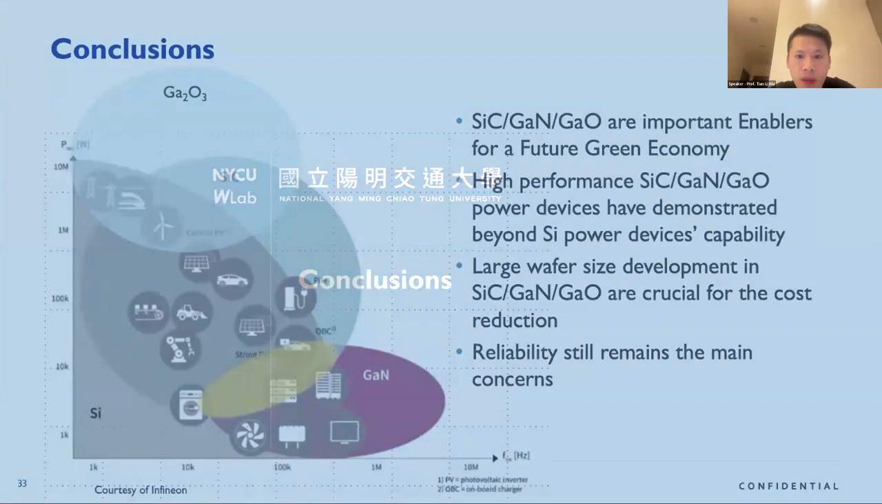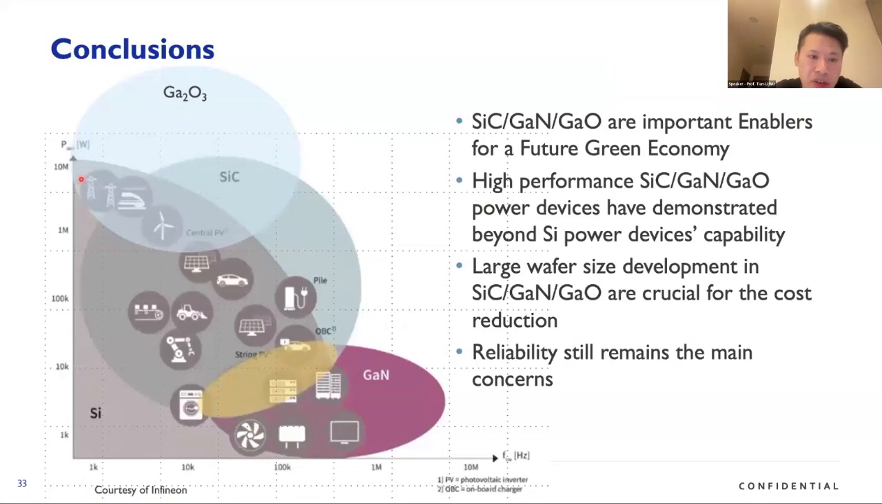Finally, the conclusion. This is a general comparison where the y-axis is output power and the x-axis is switching frequency. Basically, gallium nitride targets low output power but higher frequency applications. Silicon carbide targets medium frequency but high power applications. And gallium oxide can be considered to target even higher power applications than silicon carbide, due to the very wide bandgap of gallium oxide materials.